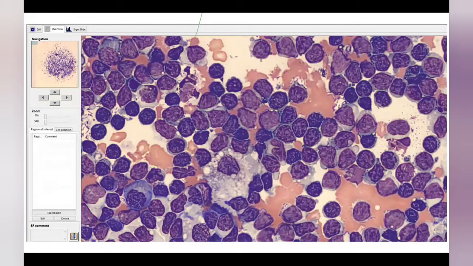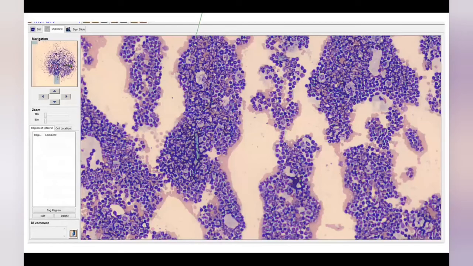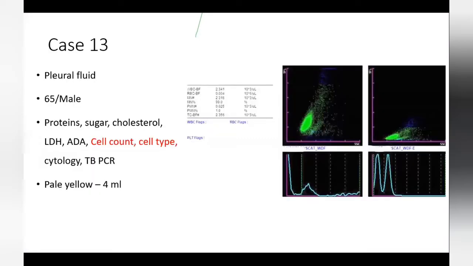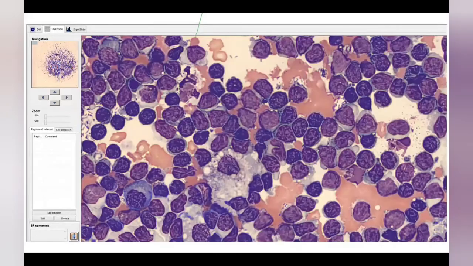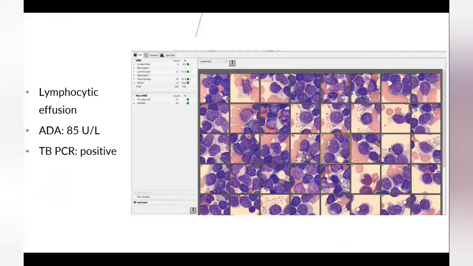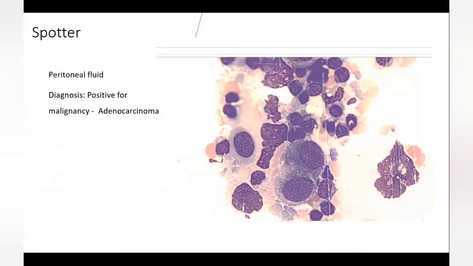This was a case of sheets of lymphocytes where the ADA counts were very high and the TB-PCR was also positive. LDH was positive, and there were sheets of lymphocytes. On the higher magnification, we can see it. And this was a lymphocytic effusion with TB-PCR positive.